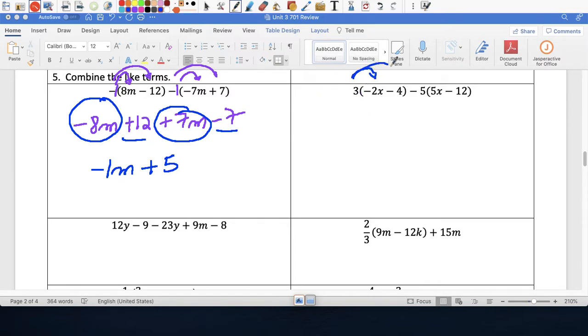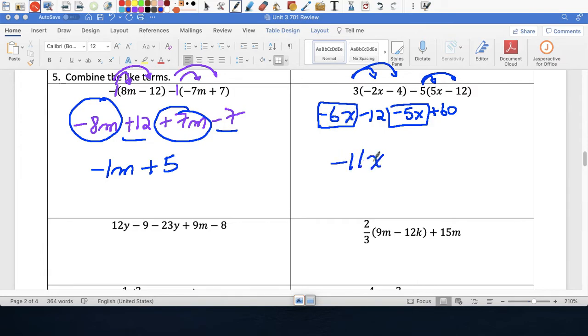Distributive property again. 3 times negative 2 is negative 6. 3 times negative 4 is negative 12. And then we're going to do another distributive property here. Negative 5 times 5x is negative 25x. Negative 5 and negative 12 is positive 60. Can I combine? Yeah, I can combine this one with this one. Negative 6x and negative 5x is negative 11x. And then negative 12 plus 60 is going to give me positive 48. And that's my final answer.